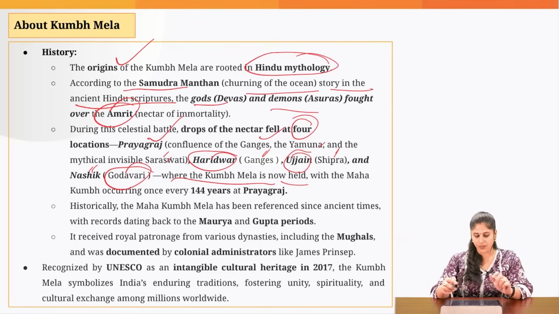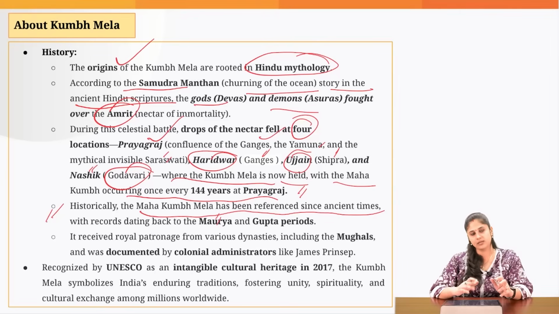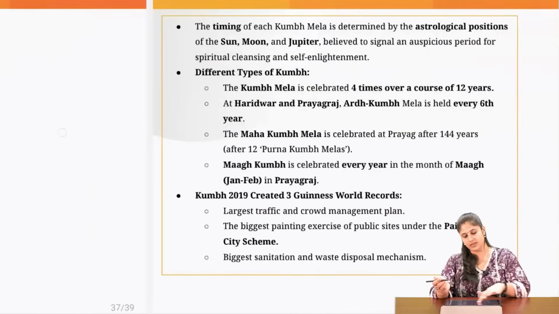Kumbh Mela is held at all these 4 places. And Kumbh Mela is organized in Prayagraj after 144 years. Historically, the Kumbh Mela has been referred to since ancient times, and this was done during the Mauryan as well as Gupta periods. It also enjoyed royal patronage from the Mughals, and this was documented by colonial administrators like James Prinsep. And it got the UNESCO Intangible Heritage tag way back in 2017 because of it fostering unity, spirituality and cultural exchange among millions worldwide.